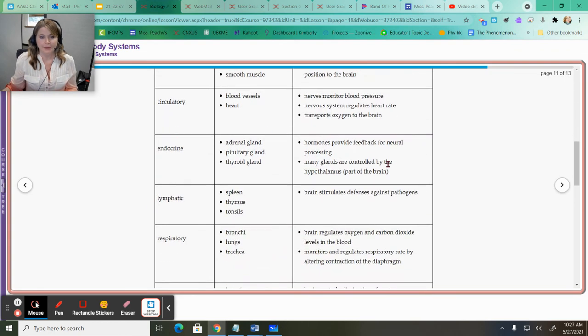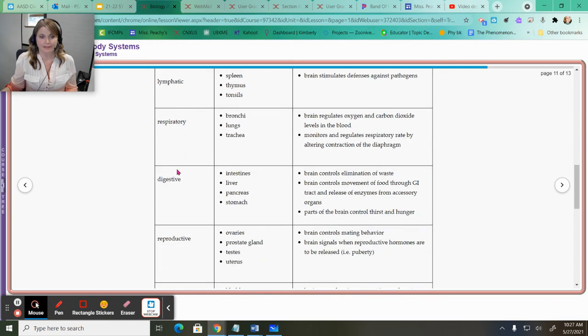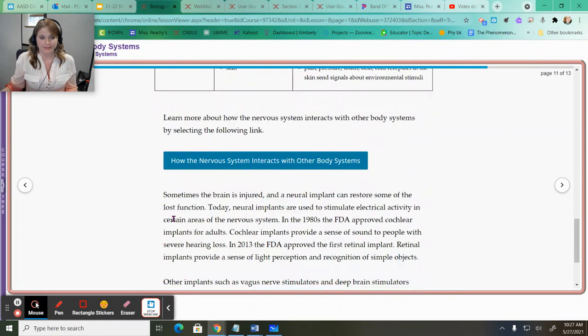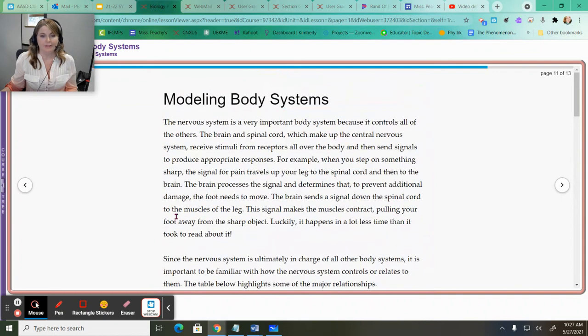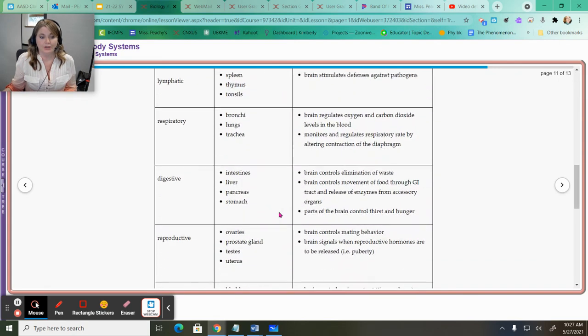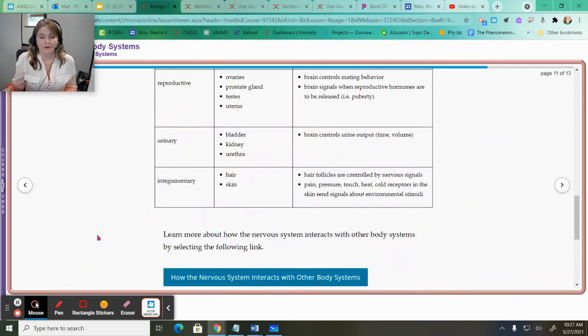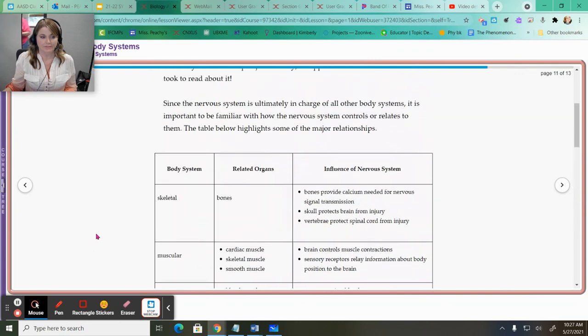So again, all the different ways in which the nervous system is impacting those particular body systems. It's important to realize that body systems, while we sometimes study them in isolation, are all interconnected in lots of different ways. And one way is through the nervous system. So go ahead and go through this chart here and read through all the different ways in which the nervous system plays an impact on these different body systems.